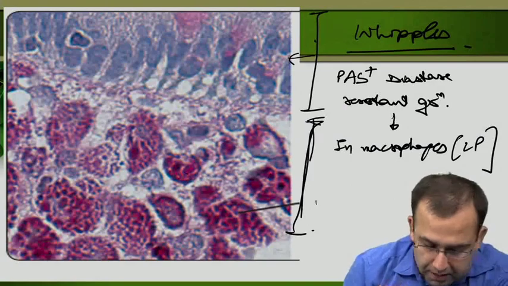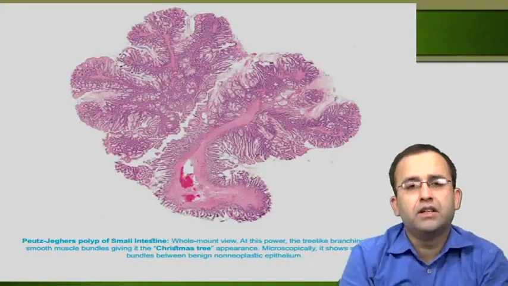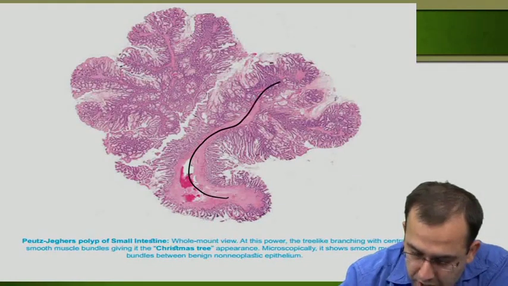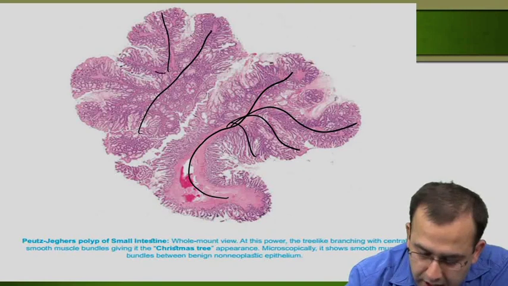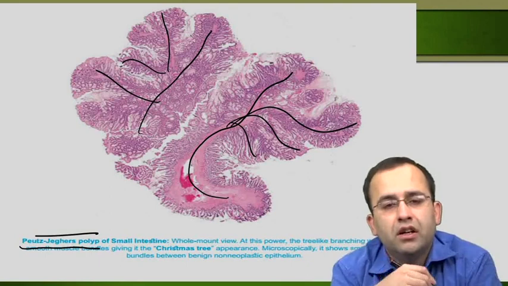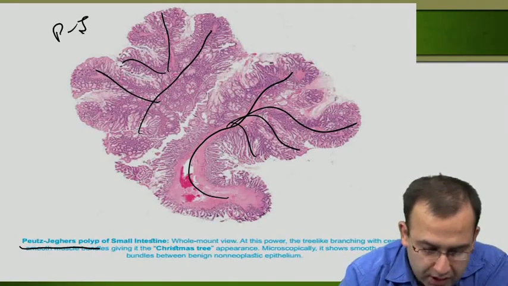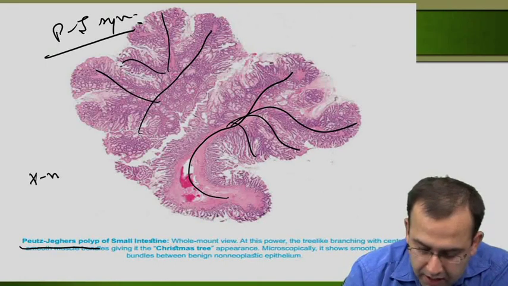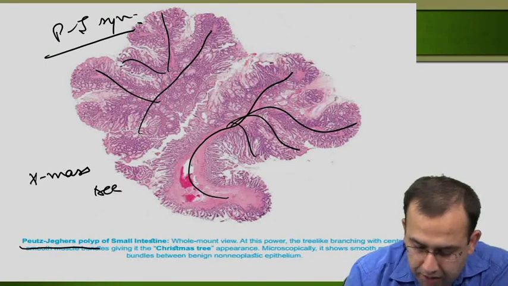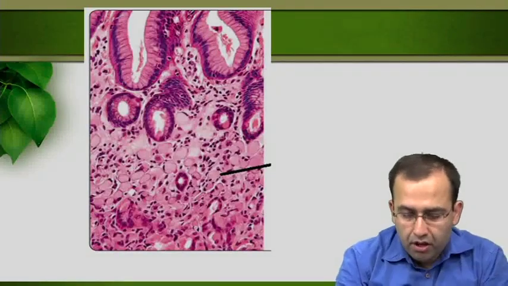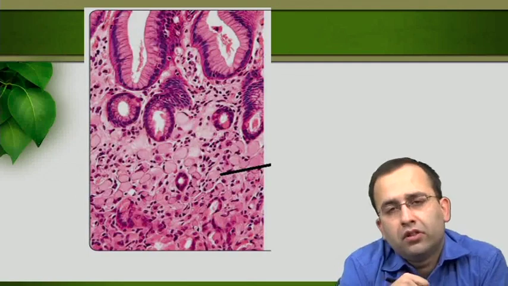So Whipple's disease. Next, this is the classical feature. The diagnosis itself is written on the bottom. What you have here is the arborizing Christmas tree appearance, Peutz-Jeghers syndrome, PJ syndrome or Peutz-Jeghers polyp, giving it the classical Christmas tree appearance. Peutz-Jeghers.